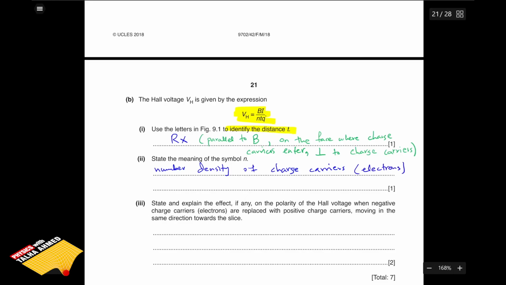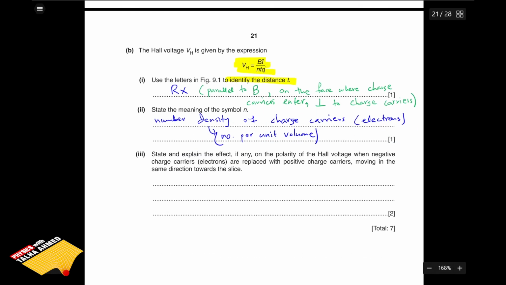But I think you should go one step further and also explain the meaning of density. Density basically means anything which is available per unit volume, per meter cube. So we can say number density, or it is better to say number of charge carriers per unit volume. So part 3 is saying state and explain the effect, if any, on the polarity of the Hall voltage.